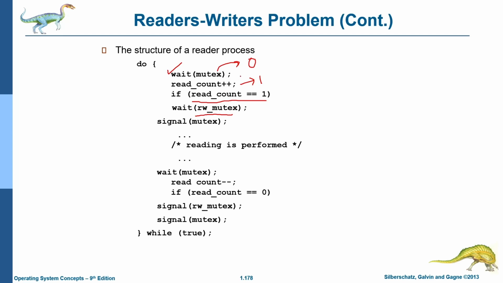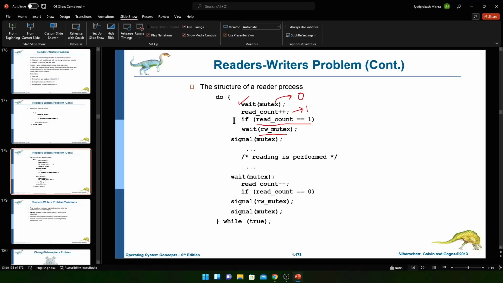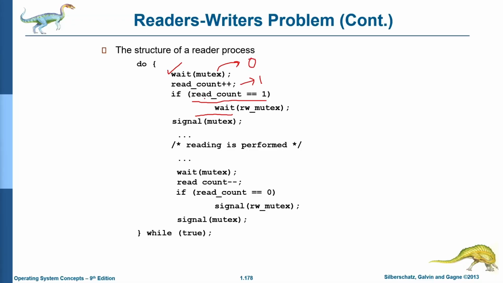Then this first reader will signal. Let me just index this properly. So what's happening here? If you are the first reader, then you do this. You grab the mutex. Then you signal the mutex variable. Now you probably have seen that this mutex variable is used to guard the read count.